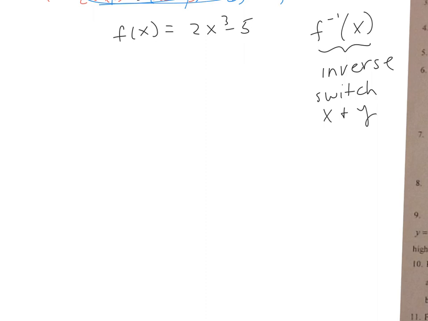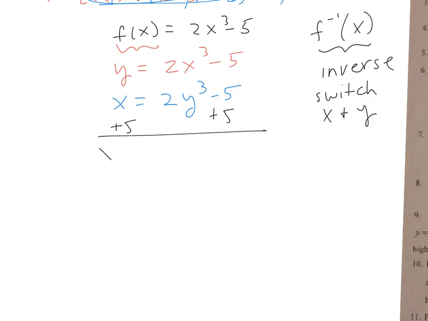All right, but where is my y value over here? I don't see a y value. Well, f of x is another way just to write y equals when we're representing a function. So I have y equals 2x to the third minus 5. Now I can switch x and y. X equals 2y to the third minus 5. Now I want to put it in y equals form. So I'm going to add 5. X plus 5 equals 2y to the third. Divide both sides by 2. X plus 5 over 2 is equal to y to the third.